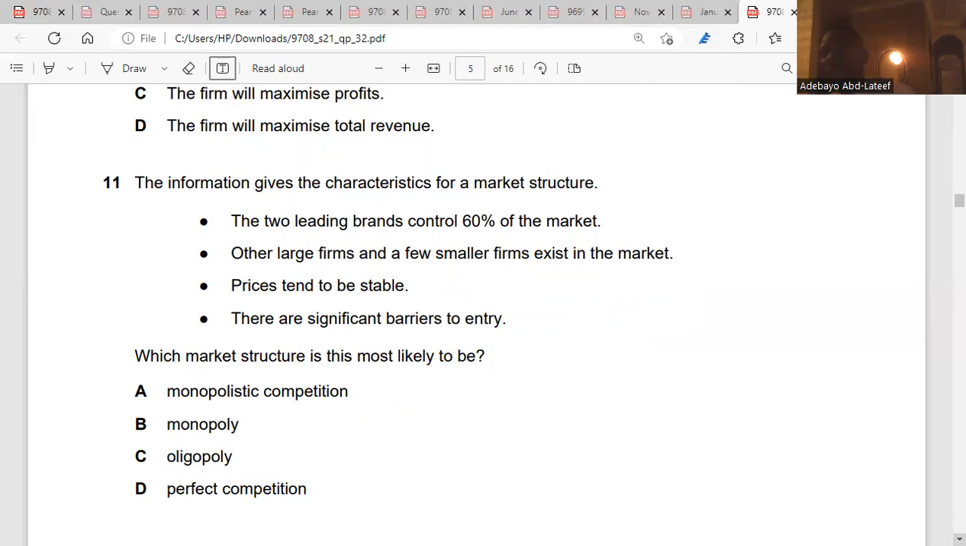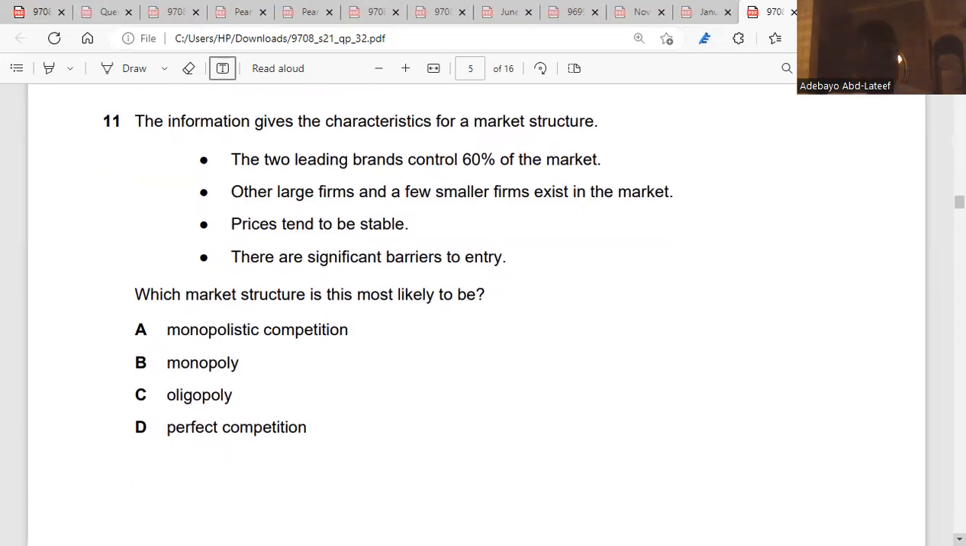They use non-pricing promotional methods, which means they don't deal with price, they deal with advertisement. Are you with me? That is what the third point is saying. There are significant barriers to entry. There is no real barrier to entry, but so much investment in advertisement makes others not want to join that industry. So that is oligopoly. And the answer is C.